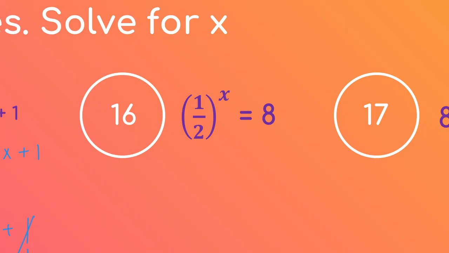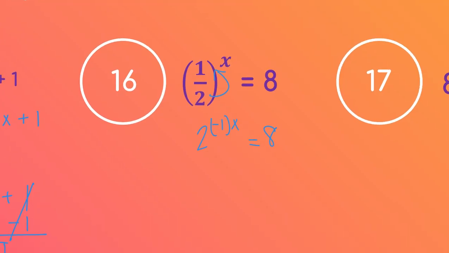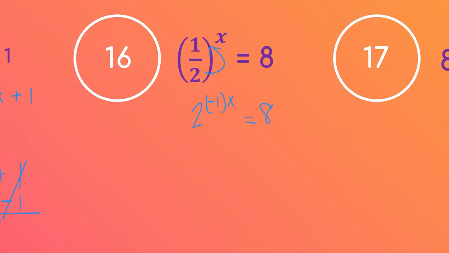So what I'm going to do is use a negative exponent. So let me grab another color. All right, so in this case, I'm going to go ahead and switch this. So now I'm going to get 2 to the power of negative 1 equals 8. I'm going to go ahead and try and get a base of 2. So in that case, all I have to do is try to change this 8 to get a base of 2. And I know 2 to the power of 3 equals 8.